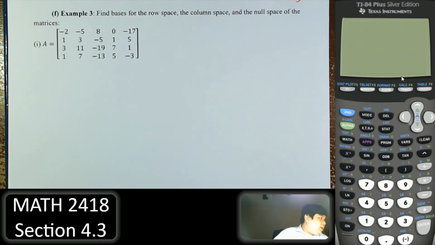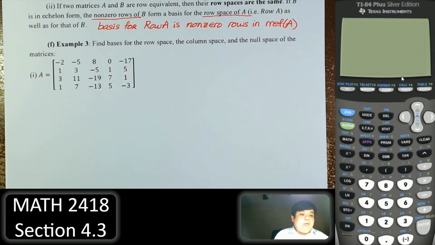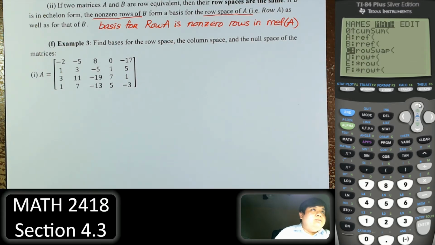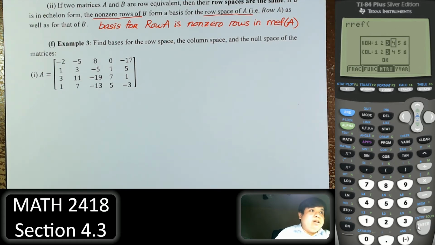Right. Here we have some example. Find the basis for the row space, column space, and null space for this matrix. So first, let's find the reduced row echelon form of that matrix. I should choose a smaller matrix rather than the 4 by 5 here. But something like this makes it less obvious.